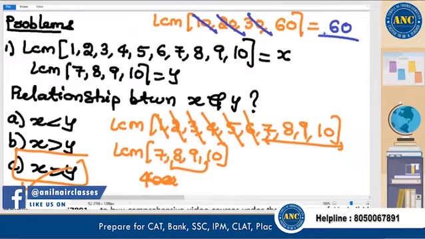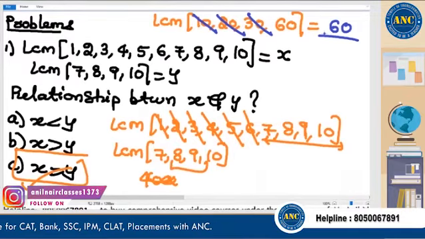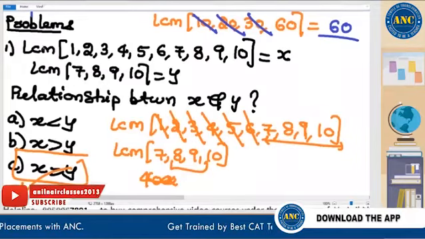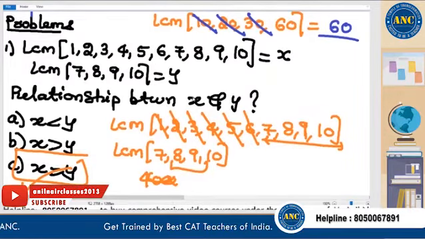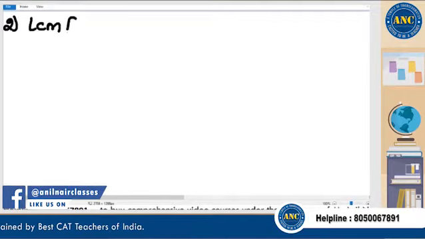LCM always takes the highest power of the given prime basis. Next question. After a few questions, we will solve the original SSC question.